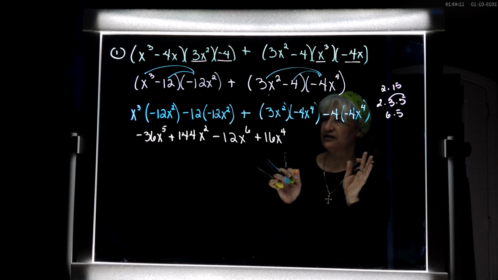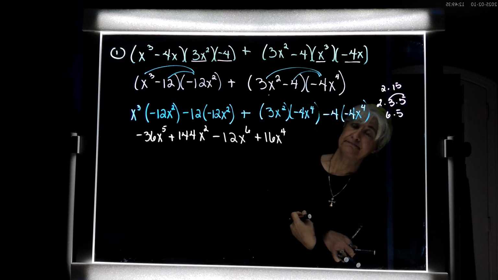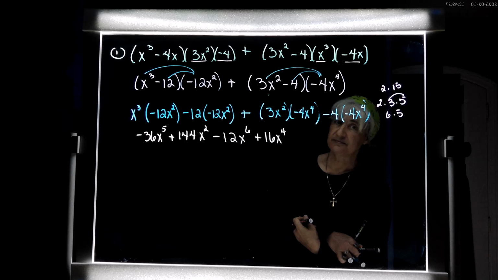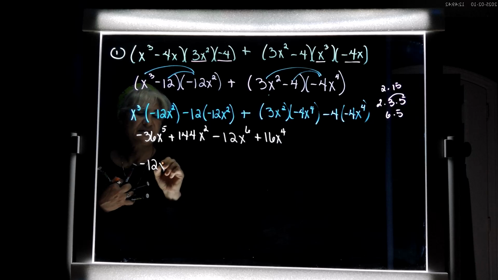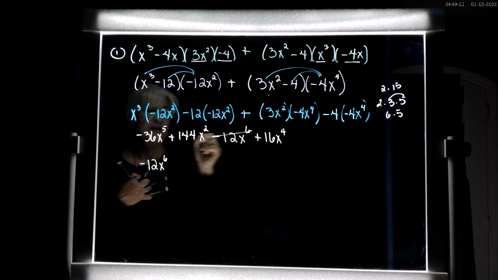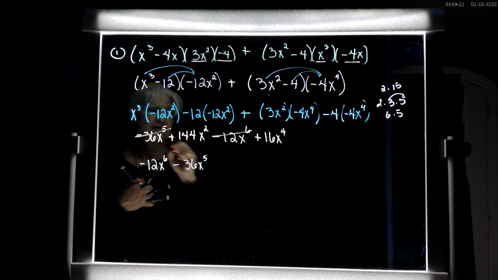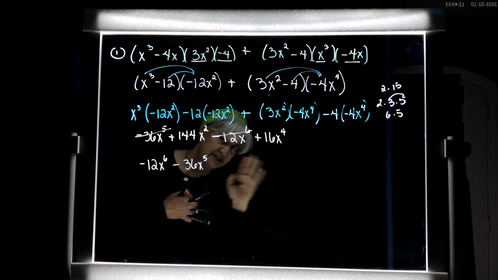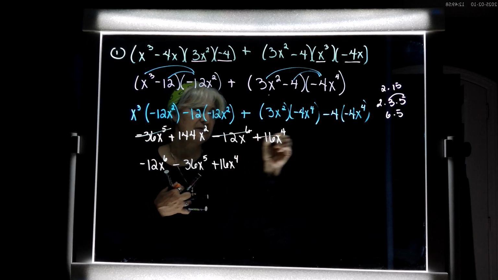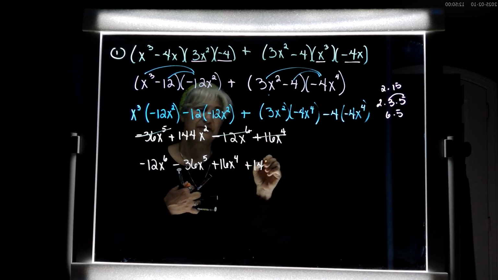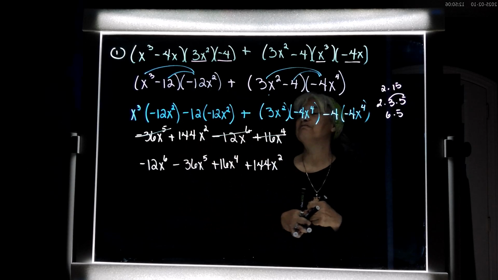Multiplication gone, check. And now collect like terms. Do you see any? Yeah, neither do I. But are we done? Nope, descending order. So negative 12x to the sixth goes first. And then minus 36x to the fifth next. Yeah, I like crossing them out so my brain doesn't see them again. Plus 16x to the fourth. And then finally plus 144x squared. Good? Y'all with me? Okay.